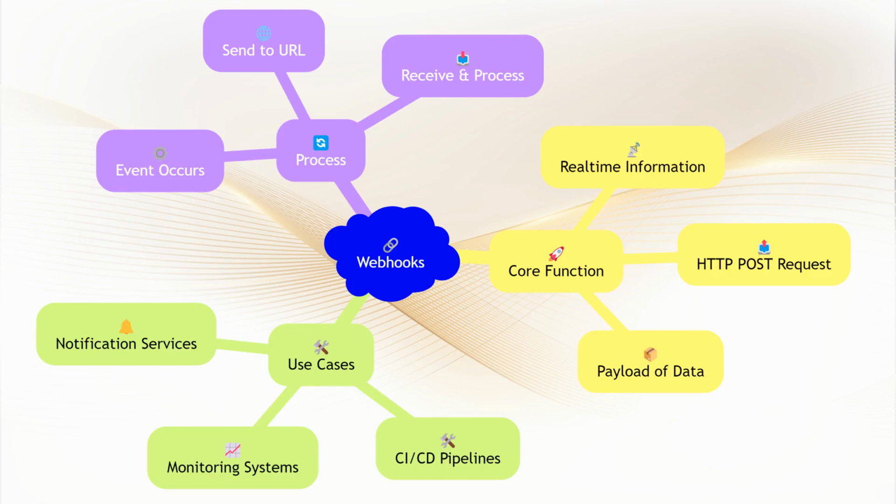At their core, webhooks are a way for an application to provide other applications with real-time information. When an event occurs in the source system, a webhook sends an HTTP post request to a specified URL containing a payload of data related to the event. This allows the receiving system to process the data and take appropriate actions. Webhooks are commonly used in scenarios where real-time updates are crucial, such as in CI/CD pipelines, monitoring systems, and notification services.